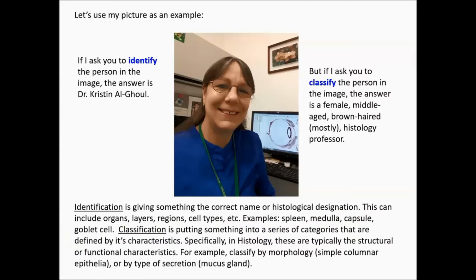Classification, however, is putting something into a series of categories that are defined by the characteristics of that thing that's being asked about. Specifically, in histology, these are typically structural or functional characteristics. For example, you can classify something by morphology, such as simple columnar epithelia, or you can classify by a functional thing like type of secretion in a mucus gland.